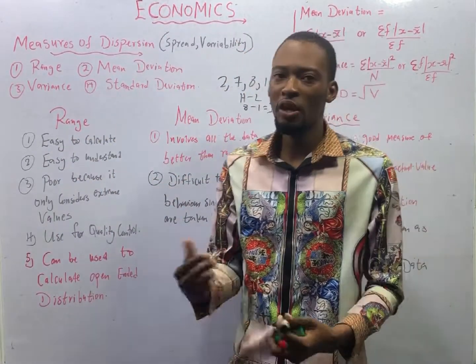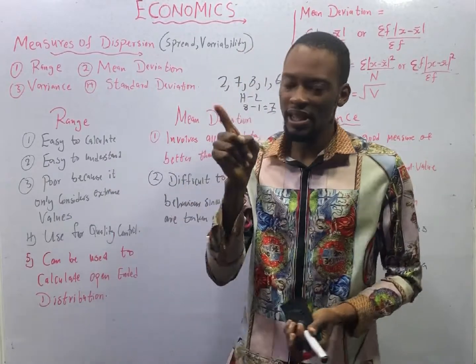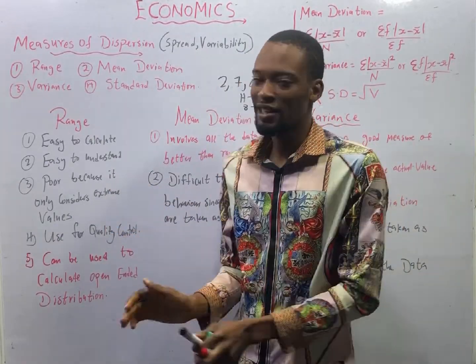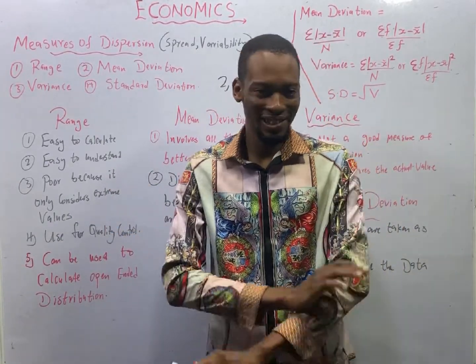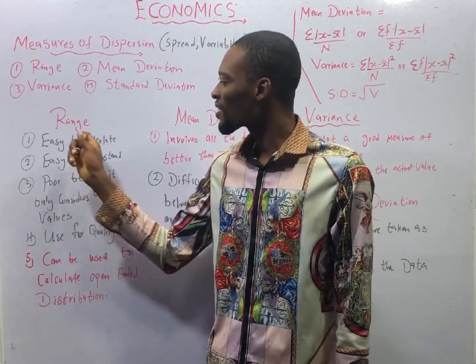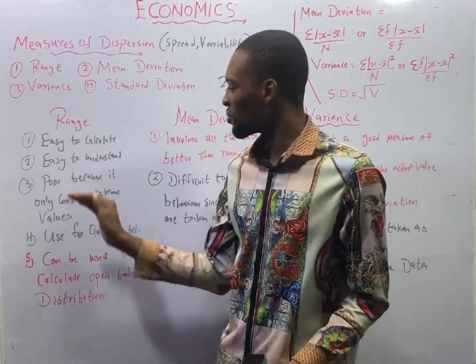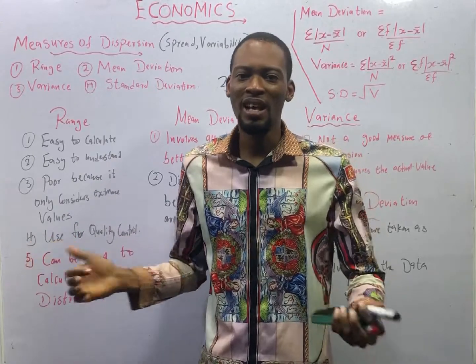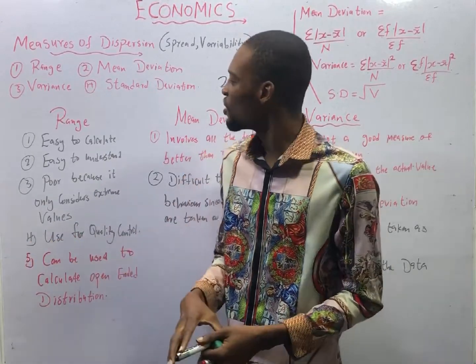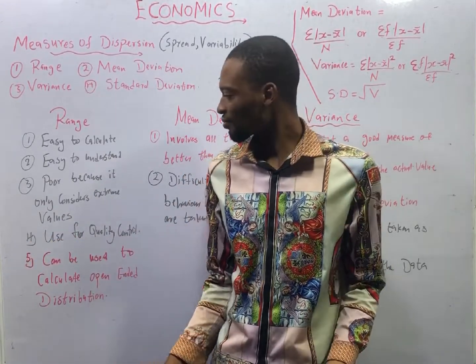If you are given 500 numbers, look for the one that is the biggest, look for the one that is the smallest, and subtract. You've gotten your range. So you see, it is easy to calculate, it is easy to understand, because in less than a minute, I've taught you range, and I'm sure you understand so well.